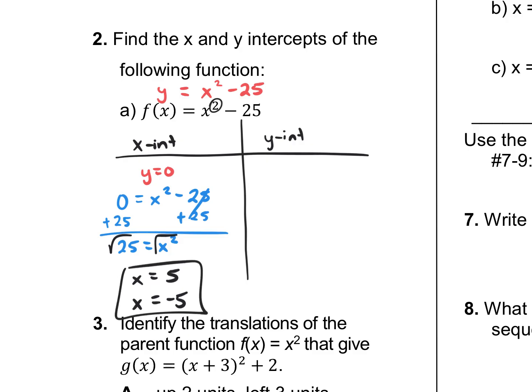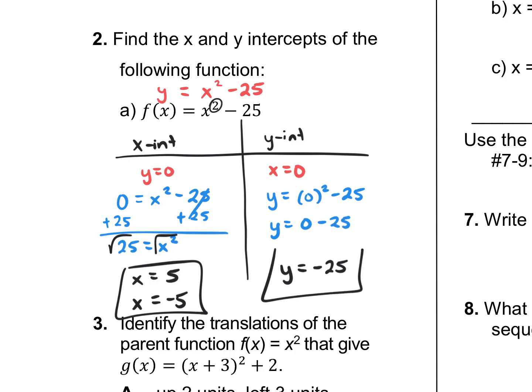Okay, what's always going to be true for y-intercepts? This time x is always going to equal 0. So if I know x equals 0, what do I do? Plug it in for x. So this turns into y equals 0 squared minus 25. What is 0 squared? 0. What's 0 minus 25? So y equals negative 25.